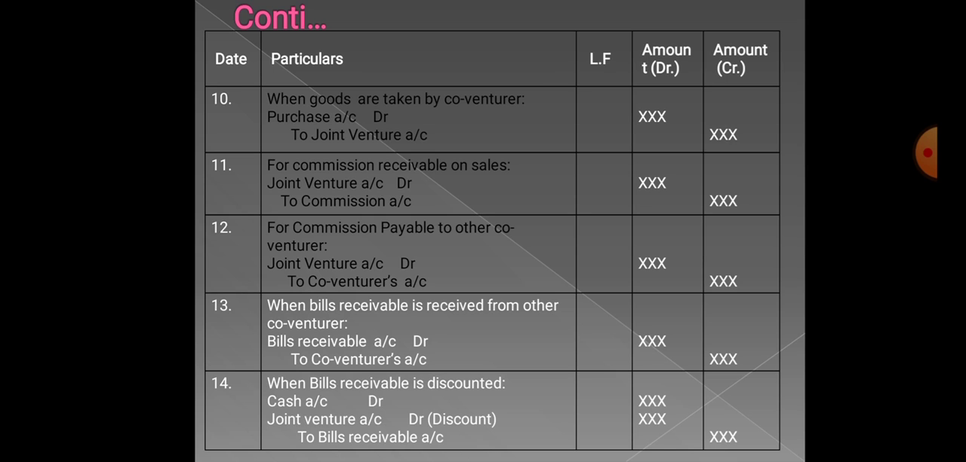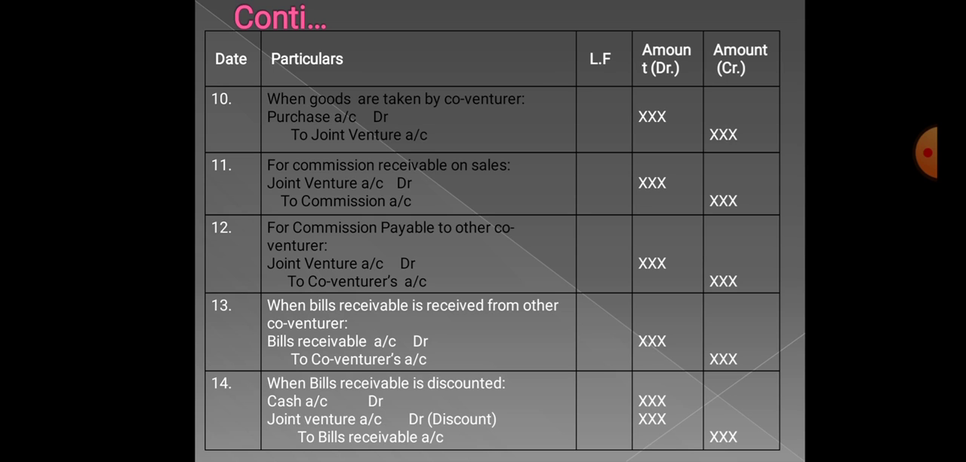For commission payable to the other co-venturer, here the commission has to be paid to, for example, A. The joint venture has to pay to A. Then the entry would be joint venture account debtor to A's account. So here the entry would be joint venture account debtor to that particular person to whom we are sending it. That person's amount has to be transferred to his capital account. Then joint venture account debtor to co-venturer's account.